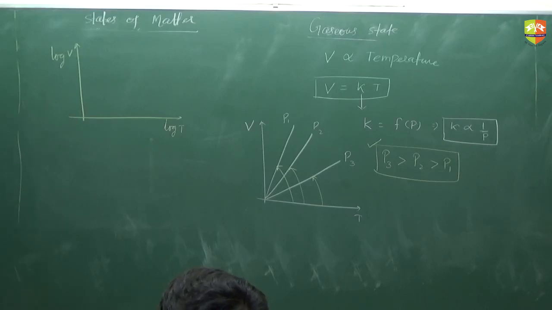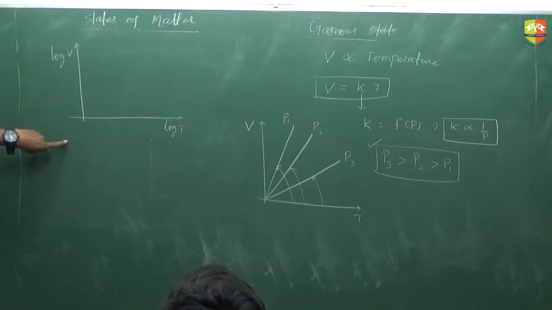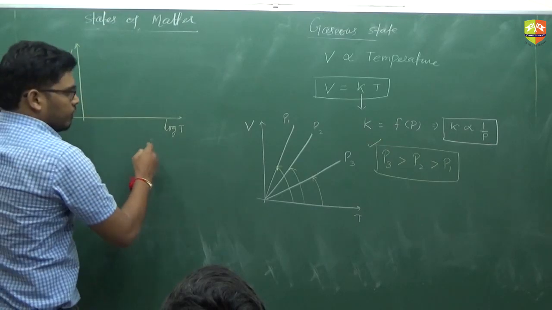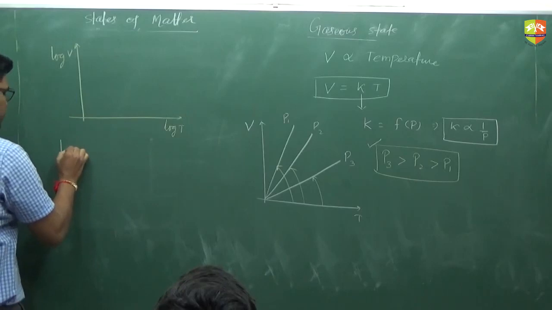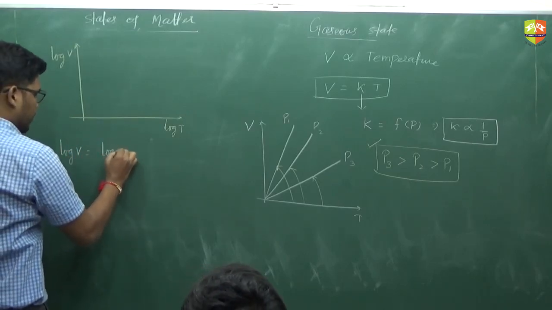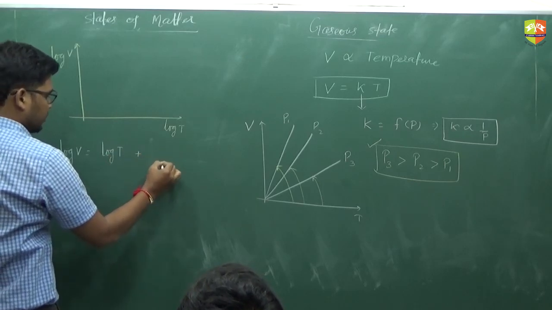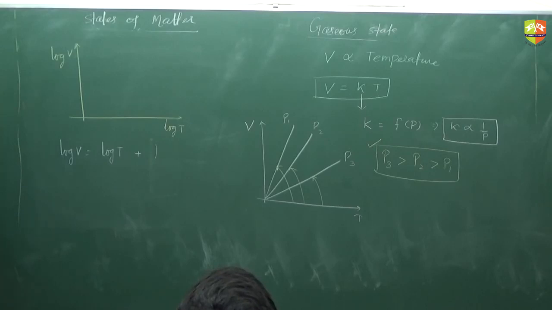Whenever you have to draw a graph like this, whatever y and x axis we have, you try to draw a relation first between the y and x axis. Like we have log V and log T, we have the relation of V and T, take log both sides. What do you get? Log V is equal to log K T, right?